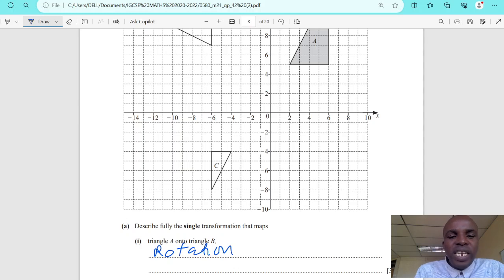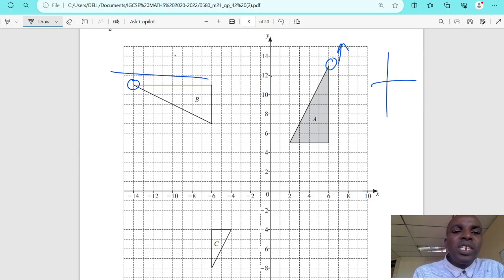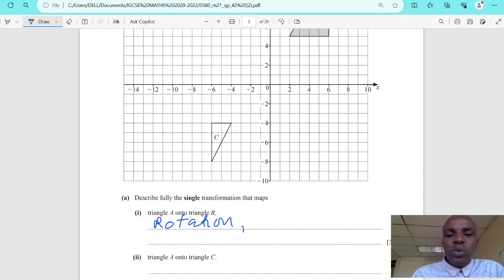Then on rotation, you have to write the direction, angle, and center of rotation. You can check one point, this point, and this point. This point here was on the north of the diagram. Now this point is west. So between north and west, it has changed from north to west. So it's 90 degrees, and this one is anti-clockwise. So it's rotation, 90 degrees anti-clockwise.